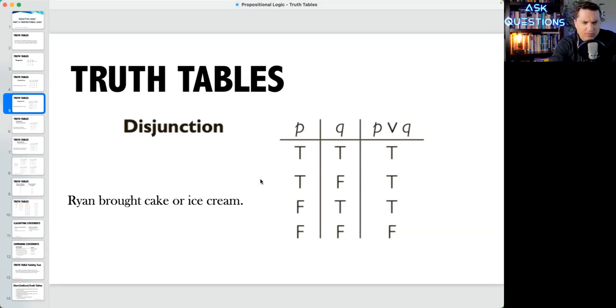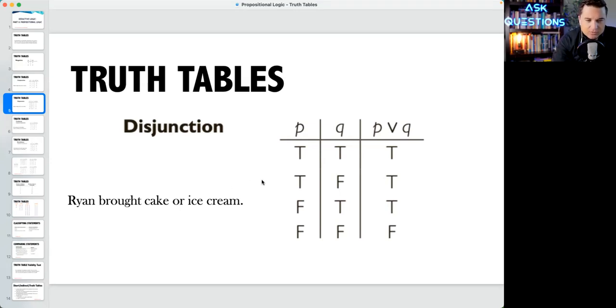Okay, let's go through the four worlds. In the first world, I bring cake, I bring ice cream, and so to say I brought at least one, that's true. But I thought you brought just one. Well, no, this isn't just one. This is at least one. We could express just one. That would be "Ryan brought cake or ice cream, but not both." To disambiguate that, you would have to say that out. We don't have to, but that would do it. It would clear things up.